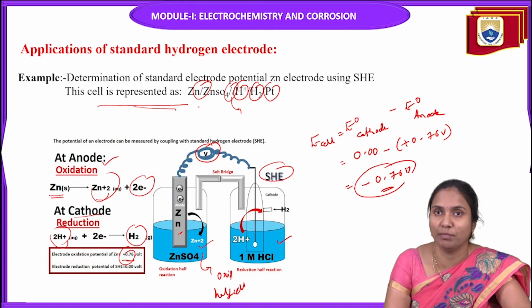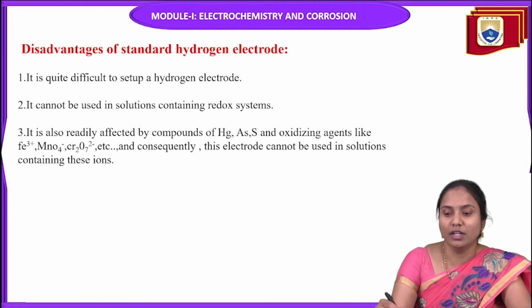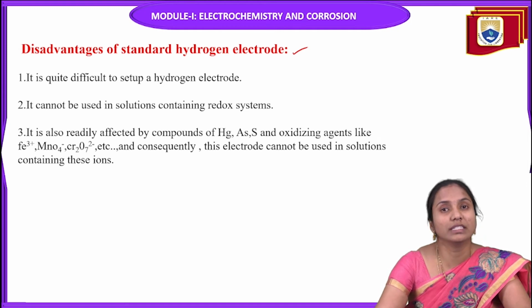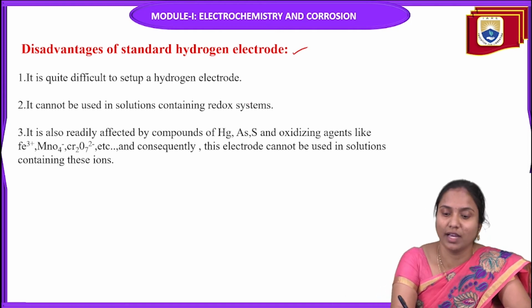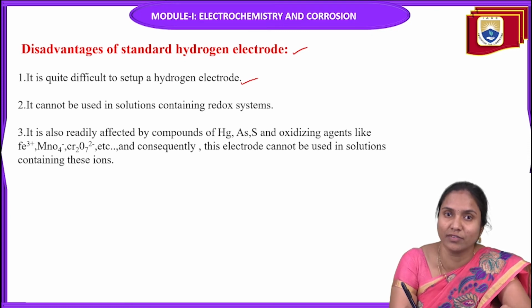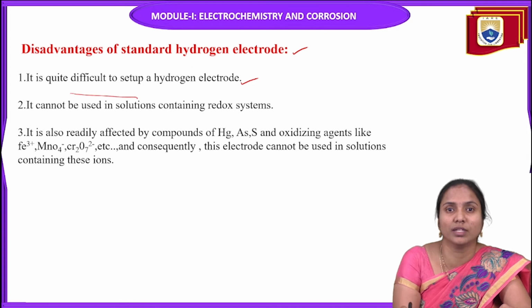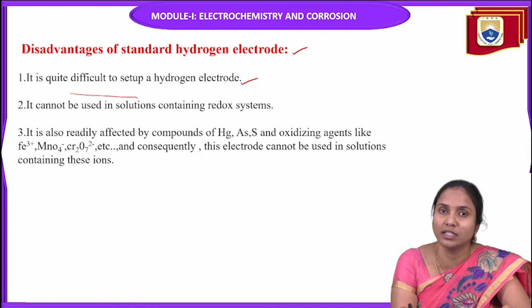These are the basic main applications of the standard hydrogen electrode. Now let's discuss the disadvantages of the standard hydrogen electrode. It is quite difficult to set up a hydrogen electrode. For example, in the construction we are using platinum foil. If this platinum foil touches the surface of the beaker, it becomes poisoned, so we must be very careful. This is the main disadvantage of the standard hydrogen electrode.